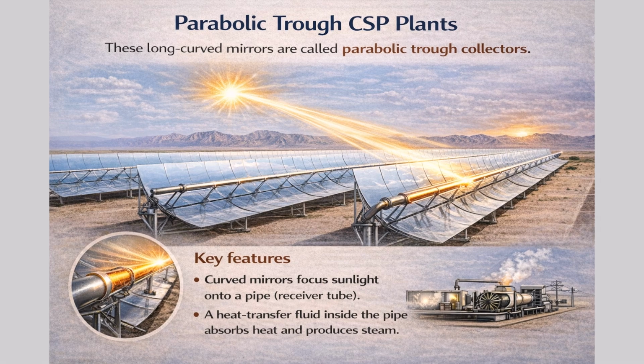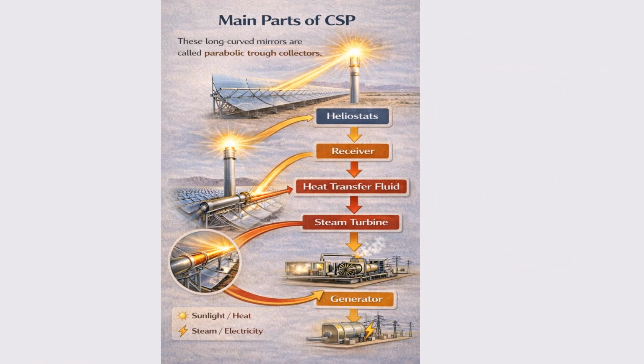The CSP generation chain has 5 key stages. Stage 1, heliostats, the large mirrors that focus sunlight onto the receiver. Stage 2, the receiver, positioned at the top of the tower, it absorbs the concentrated heat. Stage 3, a heat transfer fluid, this circulates through the receiver, carrying the thermal energy away. Stage 4, a steam turbine, the hot fluid heats water to produce high-pressure steam, which spins the turbine at high speed. And Stage 5, the generator, connected to the turbine shaft, it converts the rotational energy into electricity that is fed to the grid.